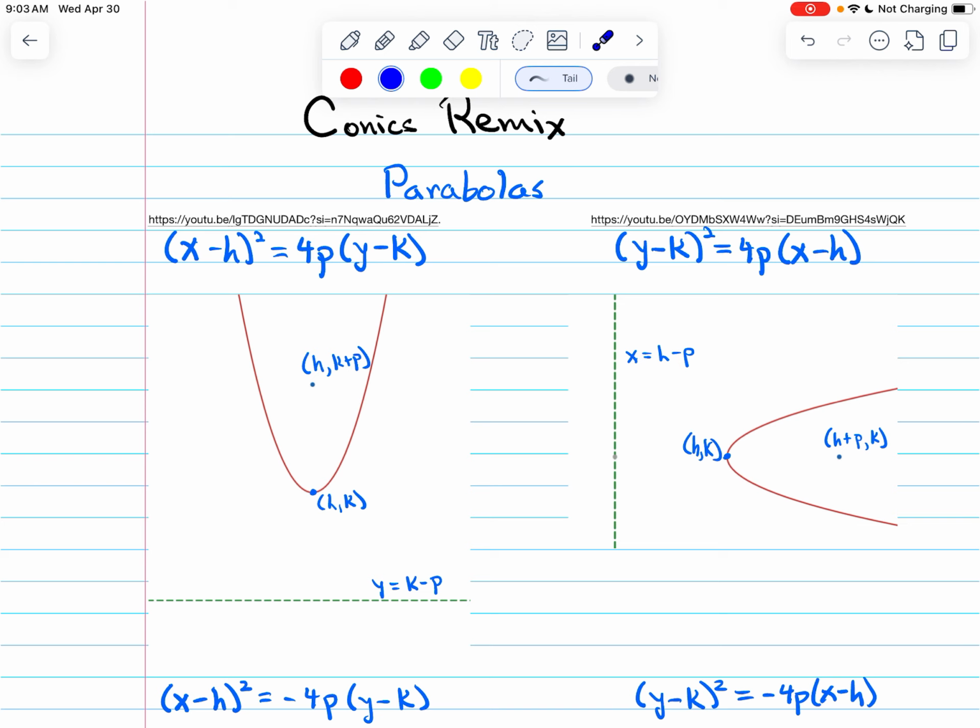Okay, so remember, if the y is squared, all the action is on the x. We're doing everything to the x. If the x is squared, we're doing everything to the y.